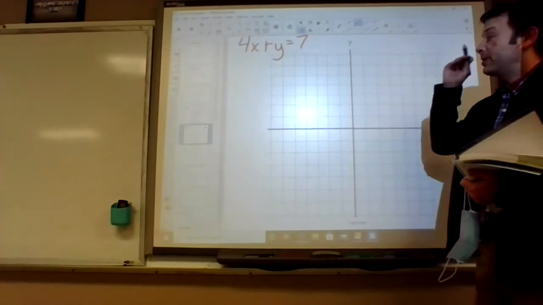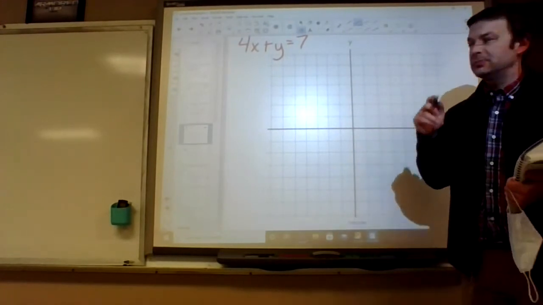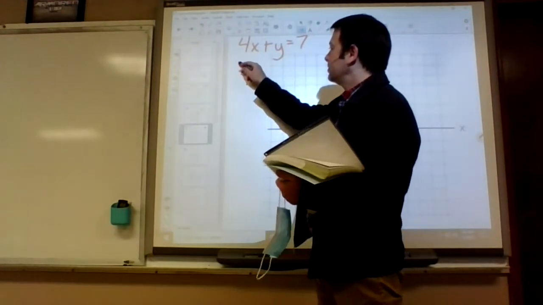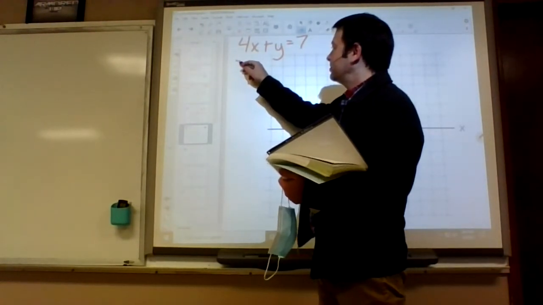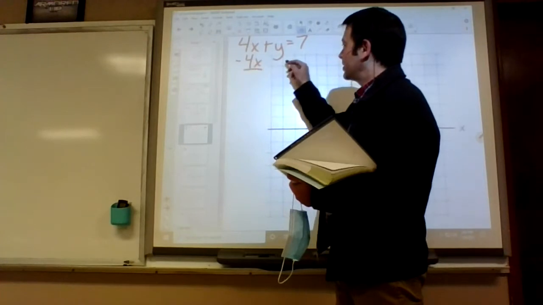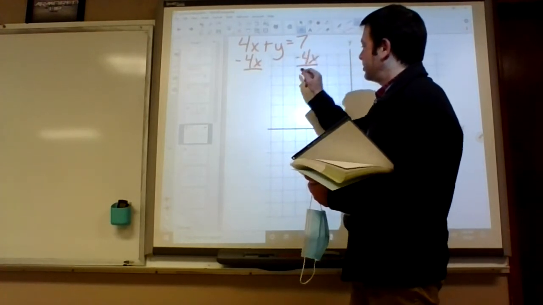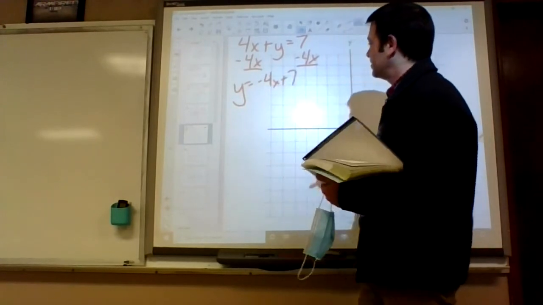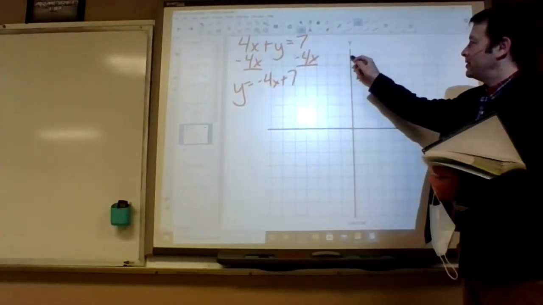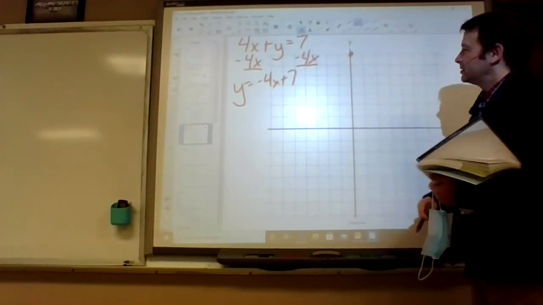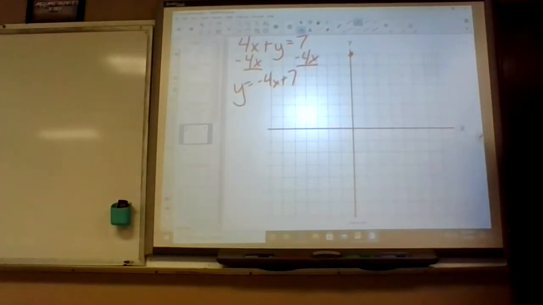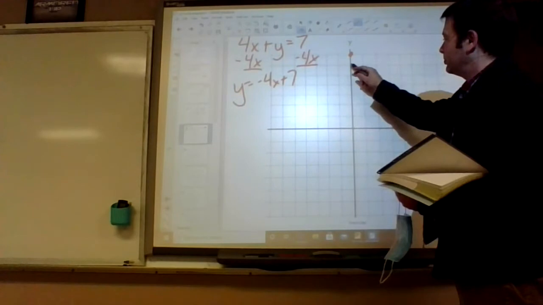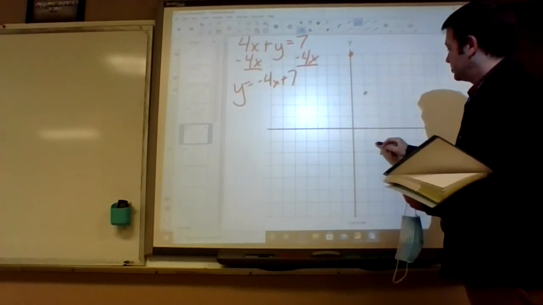Alright, so what do I do to make it slope-intercept? Subtracting x. Subtract 4x. This one, we did not do that well on the test. y equals -4x plus 7. Kinda like the last one, go up 7, and go down 4 and over 1. 1, 2, 3, 4.